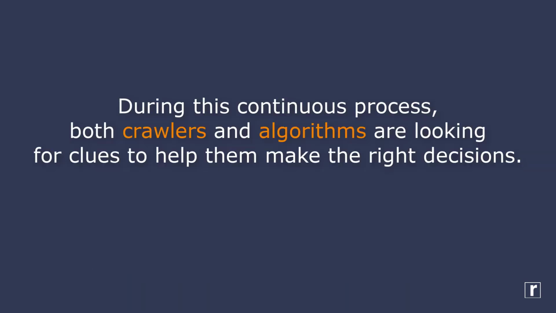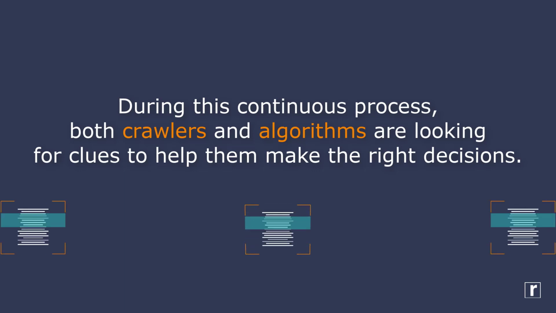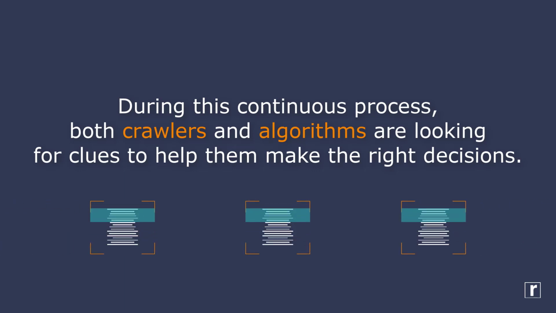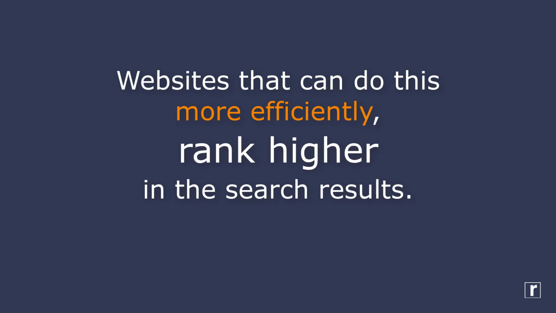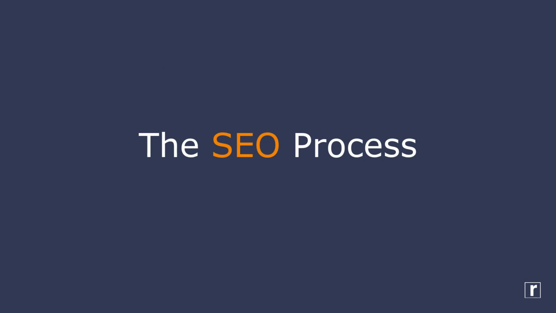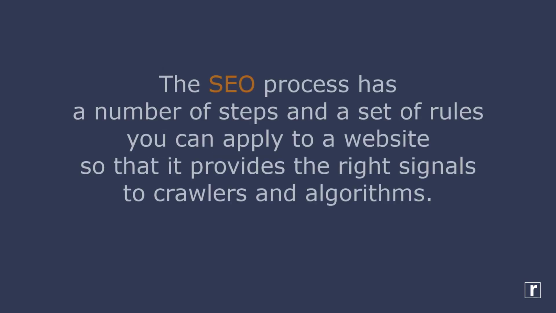During this continuous process, both crawlers and algorithms are looking for clues to help them make the right decisions. Websites that can do this more efficiently rank higher in the search results. The SEO process has a number of steps and a set of rules you can apply to a website so that it provides the right signals to crawlers and algorithms.